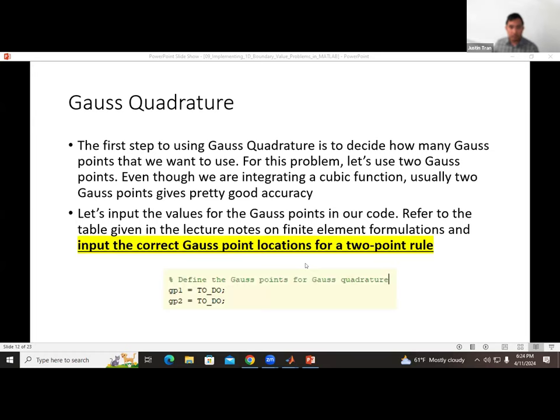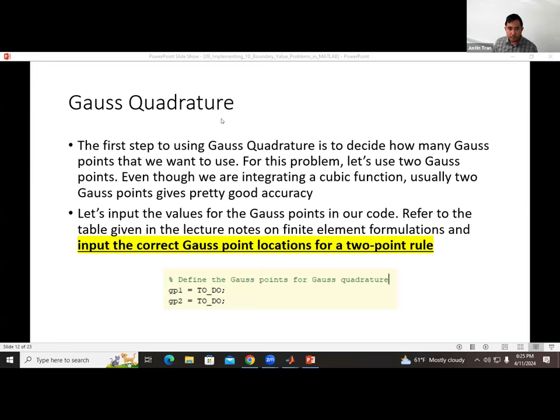So the first step in using Gauss quadrature is to decide how many Gauss points we want to use. And we saw on the table that we have formulas for 1 Gauss point, 2 Gauss points, and 3 Gauss points. For this problem, because we have a cubic function, let's use 2 Gauss points. That should give us some pretty good accuracy. Technically speaking, if you want to integrate a cubic function exactly, you do need 3 Gauss points, but using 2 Gauss points will give us plenty of accuracy. Usually going beyond 2 Gauss points is a little bit over the top.